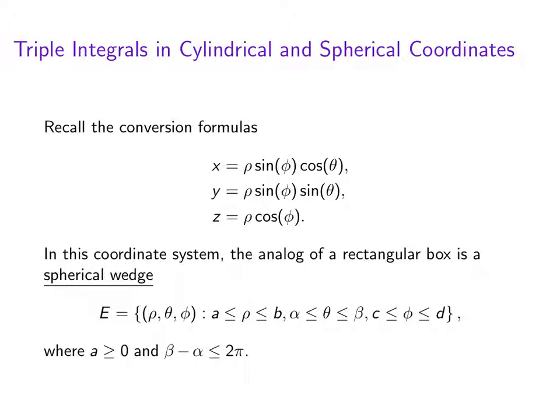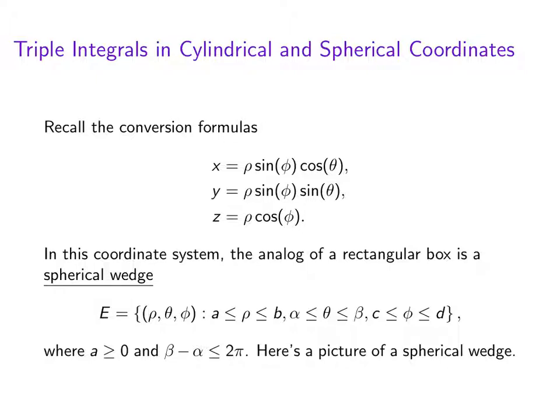In spherical coordinates, we have an analog of a rectangular box, and that is the spherical wedge. A spherical wedge is the set of all points rho theta phi, where rho goes between A and B, theta goes between alpha and beta, and phi goes between C and D. We're going to assume that A is bigger than or equal to 0, so we're not going to ever talk about negative distances. And we'll say that beta minus alpha has to be less than or equal to 2 pi. That way we're not looping around and around.